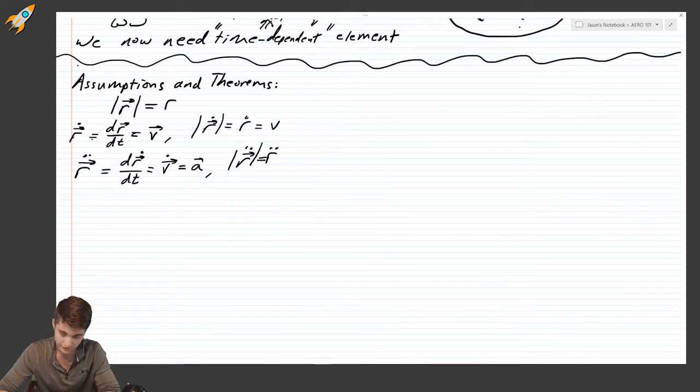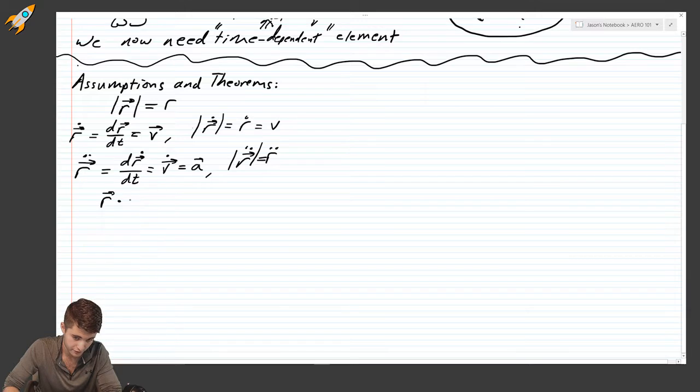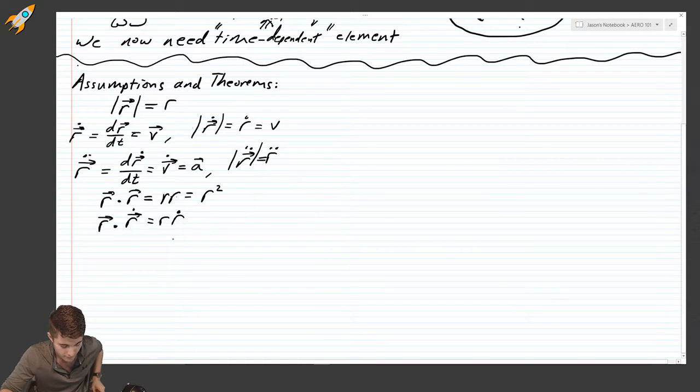The other few things that you need to keep in mind. The dot product of one vector to itself is equal to the magnitude of itself multiplied by the magnitude of itself, which is equal to the magnitude squared. Pretty straightforward, okay? Another thing that we can assume, the vector dot product, well, if you take the dot product of a vector with the time derivative of that vector, that's equal to the magnitude of the vector multiplied by the magnitude of the time derivative. Okay, that's another thing you have to keep in mind. What else do you have to keep in mind? You have to keep in mind a lot. Okay, so assumptions and theorems. So these are all things you have to keep in mind right here.